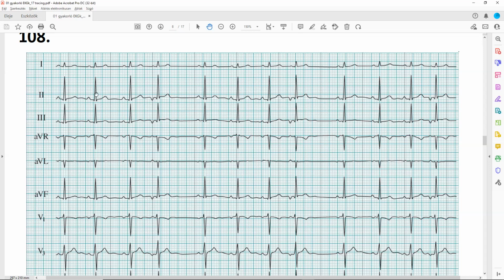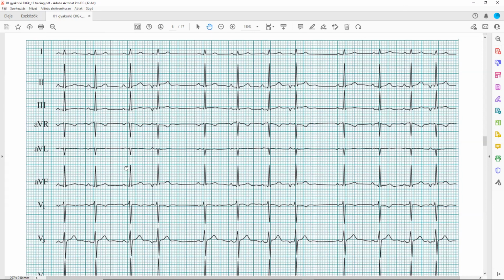And because every 1, 2, 3, 4, 1, 2, 3, 4, every fourth beat is a junctional premature beat, this is called, what? Quadrigeminy, exactly, junctional quadrigeminy. So that's a junctional quadrigeminy. Okay, good, all right.